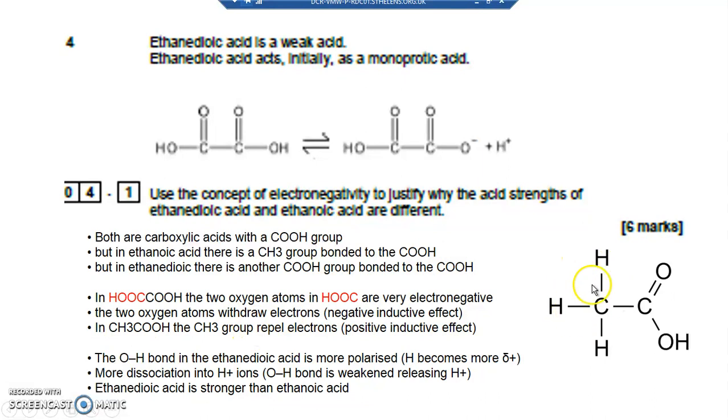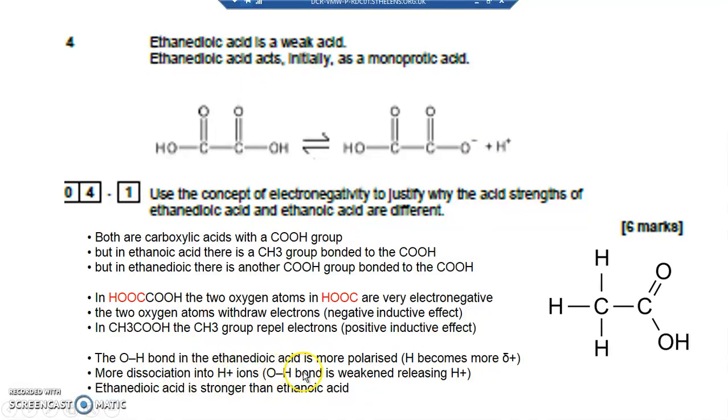So the oxygens in this section of the molecule are very electronegative, and the oxygen atoms withdraw electrons. Whereas in ethanoic acid, the CH3, as I've said, is going to repel electrons, move electrons away from it, and actually won't help breaking that bond. It will push electrons the other way rather than moving them onto the oxygen. The OH bond in ethane dioic acid is more polarized. It means that the H becomes more delta plus. In other words, the electrons are being withdrawn, and this gets a large delta minus and a large delta plus, almost ready to break. There's more dissociation into the H+ ions.